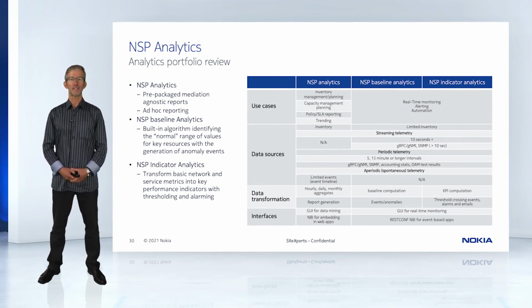The baseline analytics is more focused on taking all the stats that are being collected and computing baselines for key resources. And that's enabling our built-in training algorithm to determine if there are anomalies on the collected and computed stats. The indicator analytics will use the collected stats mostly to compute more advanced KPIs, key performance indicators, and also be used for generating thresholds, alarms, emails, and so on.